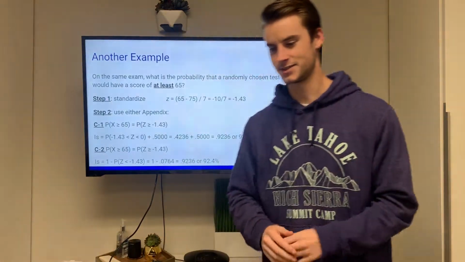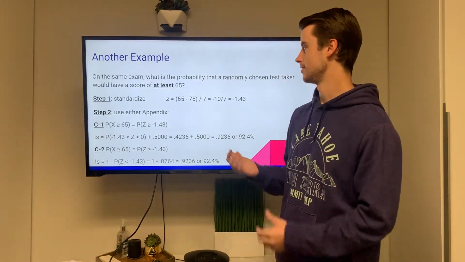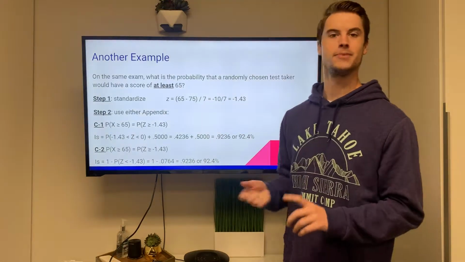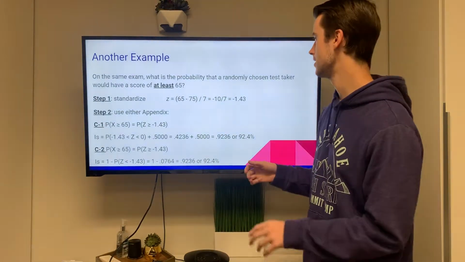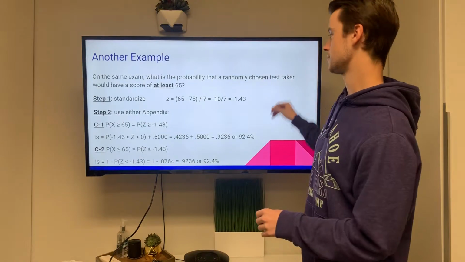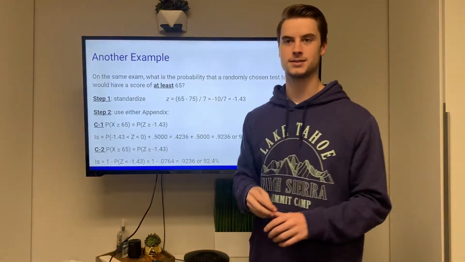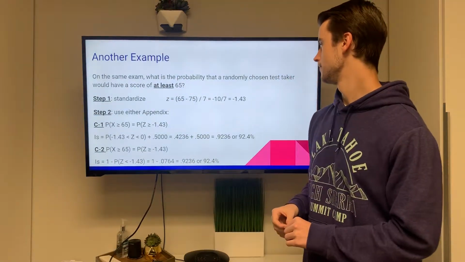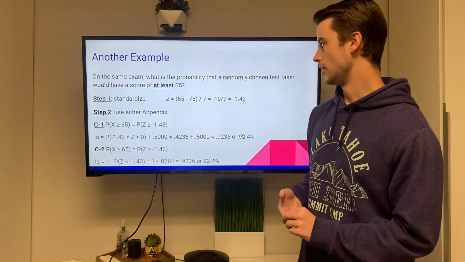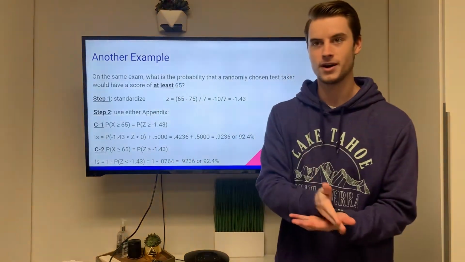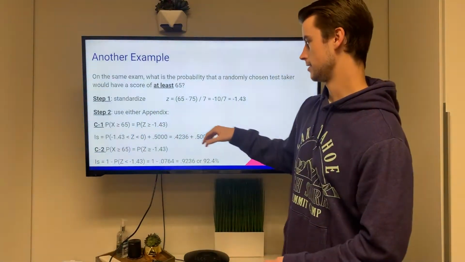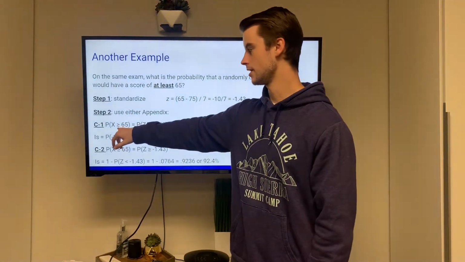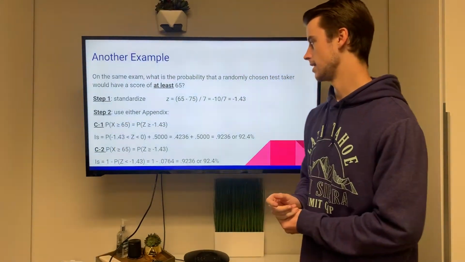So that's just another way to do it. Another example, right? Let's say on the same exam, mean of 75, standard deviation of 7. What's the probability that a randomly chosen test taker would have a score of at least 65, right? At least 65 means 65 or greater. So that's the probability of X being greater than or equal to 65, okay?